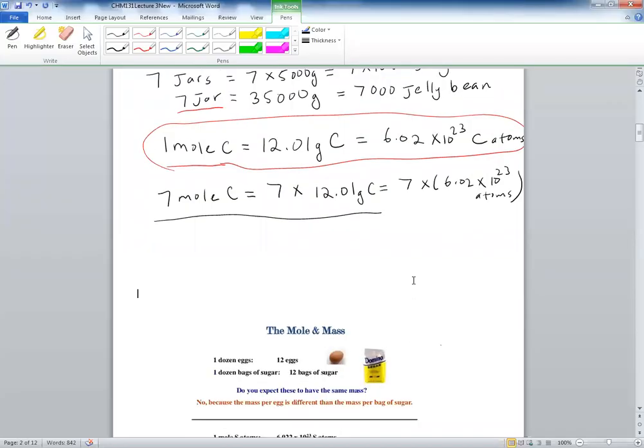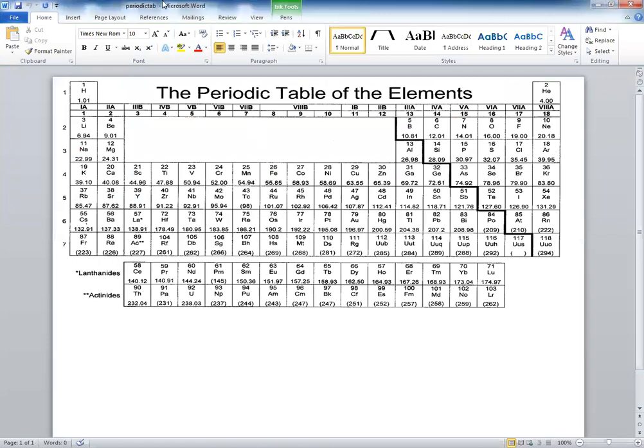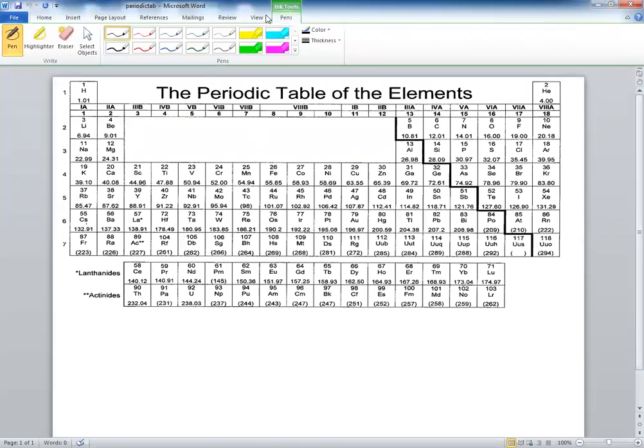Now you might be wondering, where did I get this number from? Well, this number comes from the periodic table. So let me show you. If we look at our periodic table, this is what we call the atomic mass. Right here, it's always the number on the bottom. So if we have carbon right here, look at this number. Now this number, of course, is the atomic mass, and we looked at the unit last time, and it was AMU.